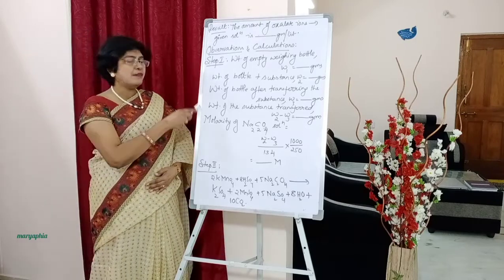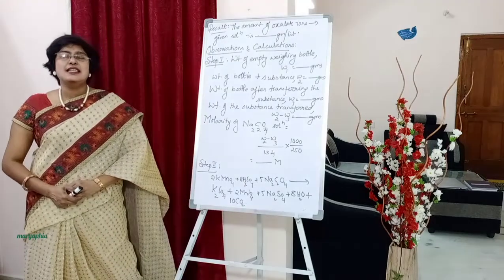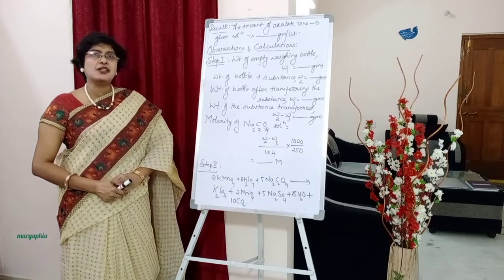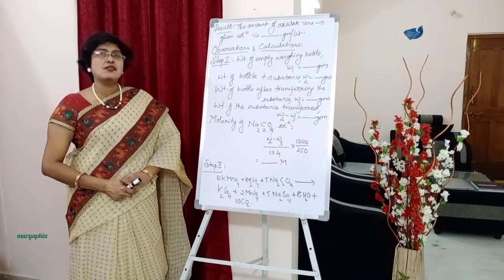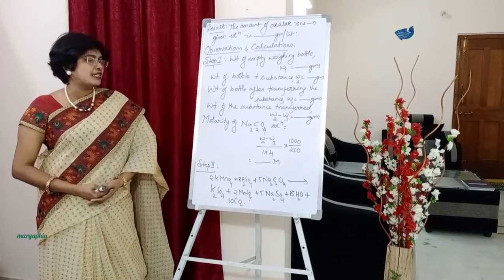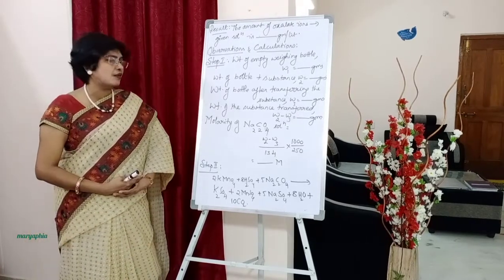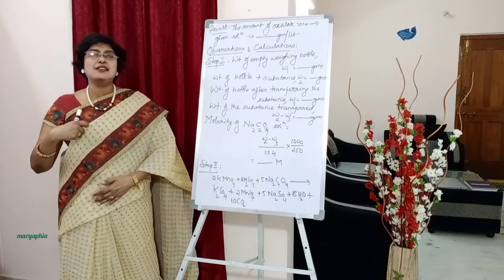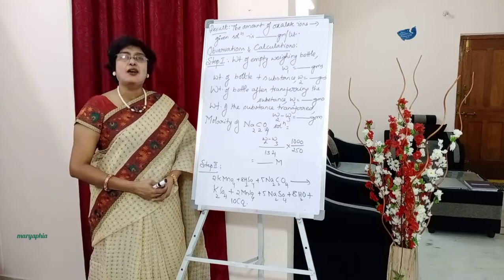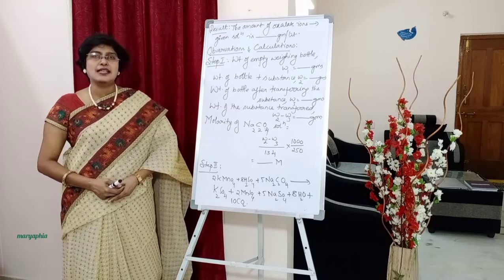Next, below. From these data, we can calculate the molarity of sodium oxalate, which is equal to W2 minus W3 by the molecular weight of sodium oxalate, 134, into 1000 by 250. Whatever is there in W2 minus W3, we will substitute here, and the molecular weight is 134. By substituting the values and calculating, whatever value we get will be the molarity of Na2C2O4, students, equal to dash molar, capital M.